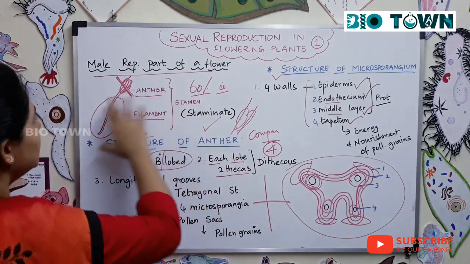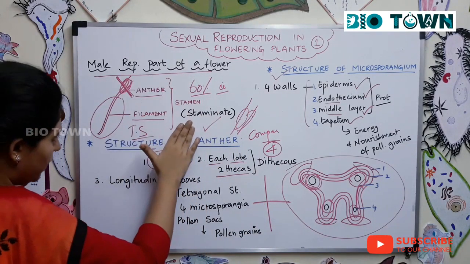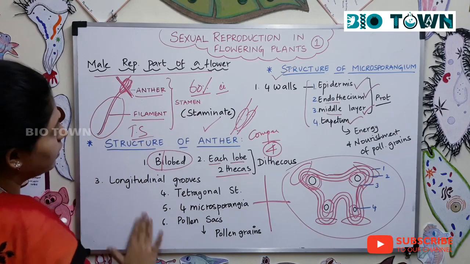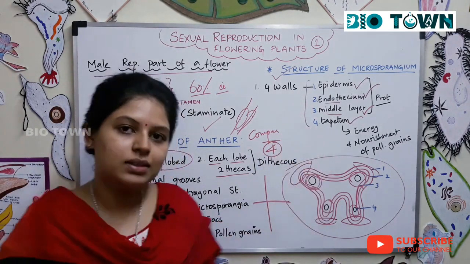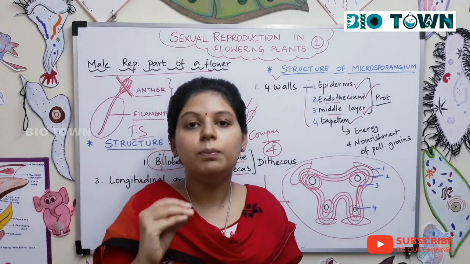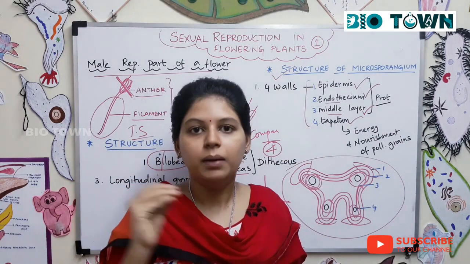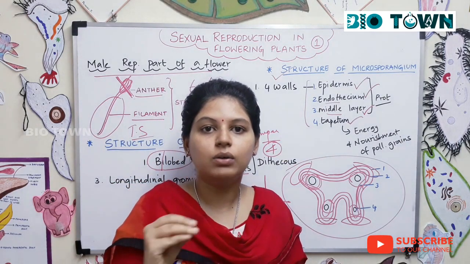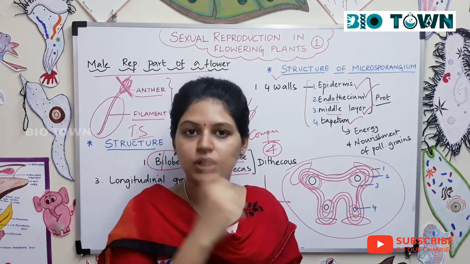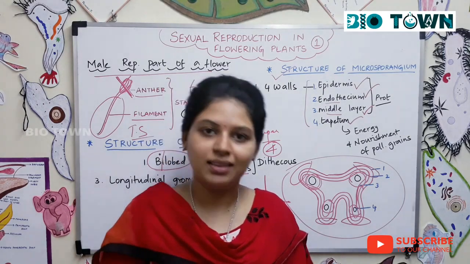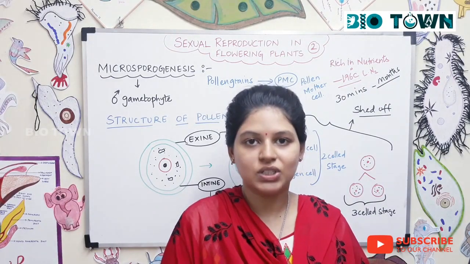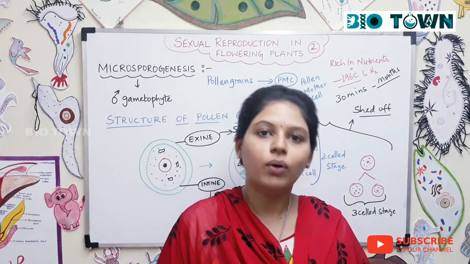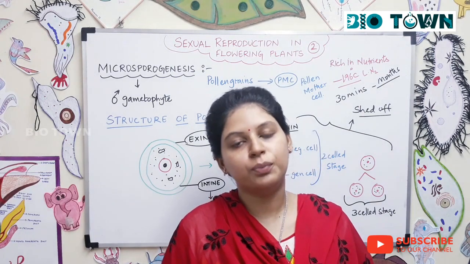We saw what the male reproductive part of a flower is, the structure of the anther, and the structure of the microsporangium. In the next class we will talk about how the pollen grains are formed by the process of microsporogenesis. If you want to take a screenshot, you can take it. Thank you. In the next class we will talk about microsporogenesis, which is the production and formation of pollen grains.